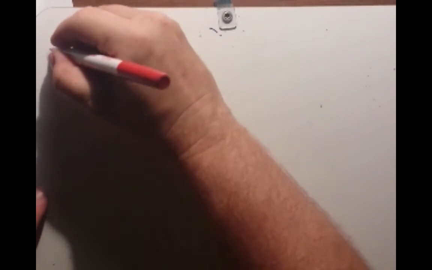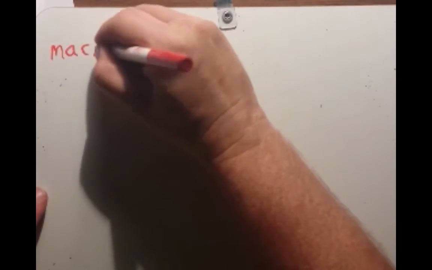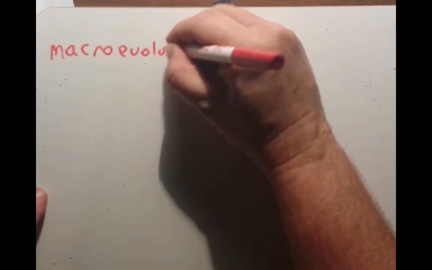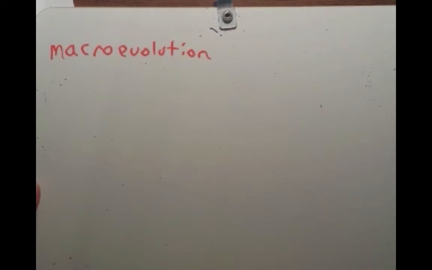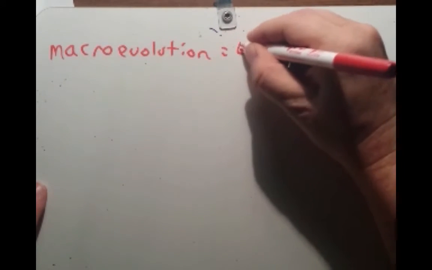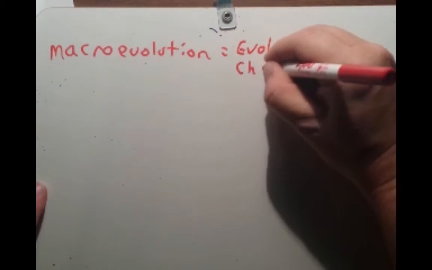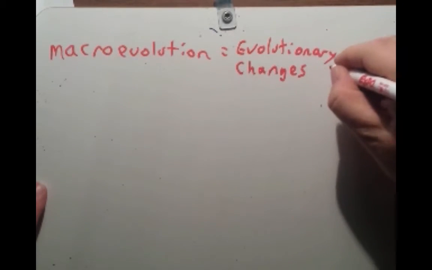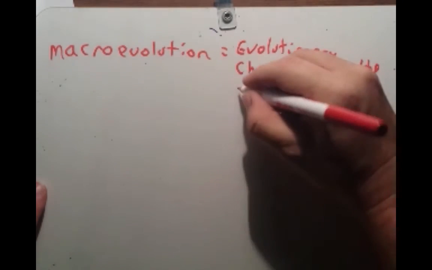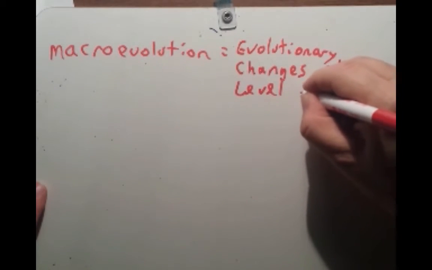Okay, I'm going to go ahead and erase this. And we want to compare macroevolution versus microevolution. And we're going to spend more time on the micro side of it for this particular part of the objective. But let's talk about macroevolution. Macroevolution talks about evolutionary changes at the level above species.